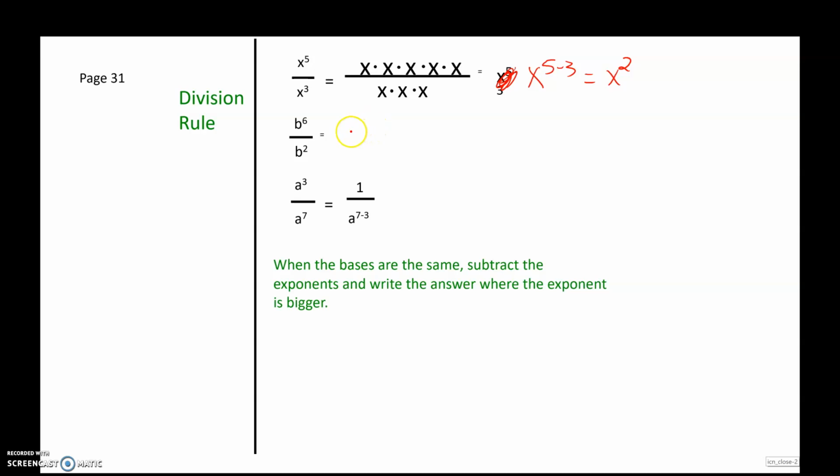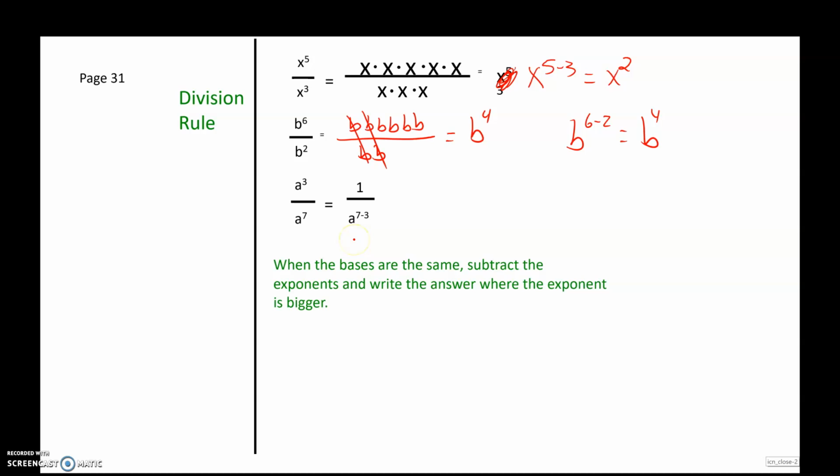So on this one, you technically have 6 b's up top, multiplying, and 2 in the denominator. So these babies cancel. So that means I really have b to the 4 on the top. But a much easier way to do this is to look at it and go, well, there's 6 on the top, 2 on the bottom. So the easier way to think about this in your head is to do 6 minus 2 and get the b to the 4 that way.